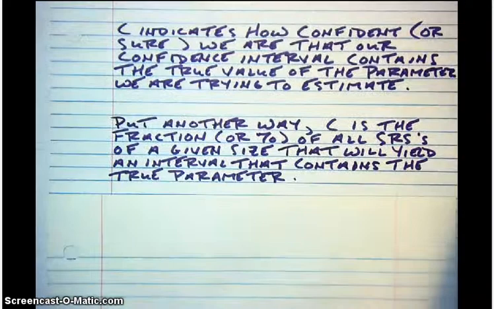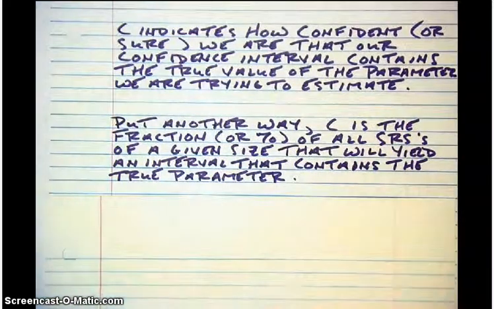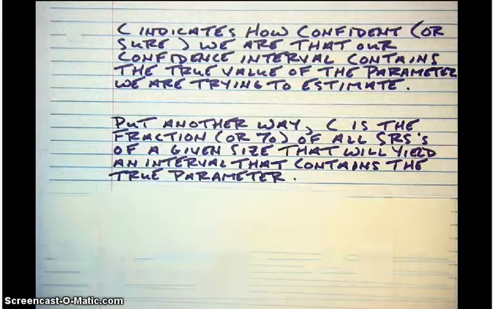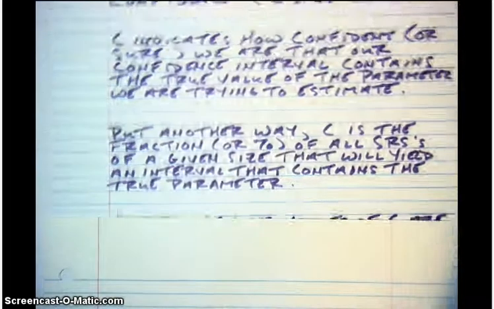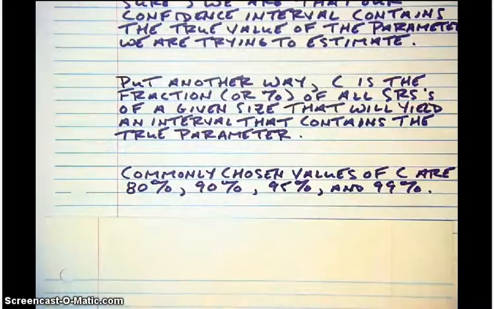Another way to look at it, which appeals to a lot of statisticians, is to think of C, this level of confidence, as the fraction or the percentage of all simple random samples of a given size that will yield an interval that contains the true parameter. And I think that's the more common approach to confidence intervals, but it's not universally agreed upon, but that's the most common way of looking at it.